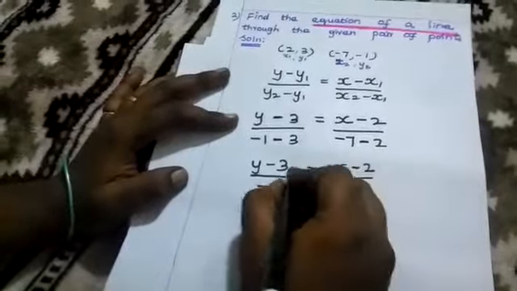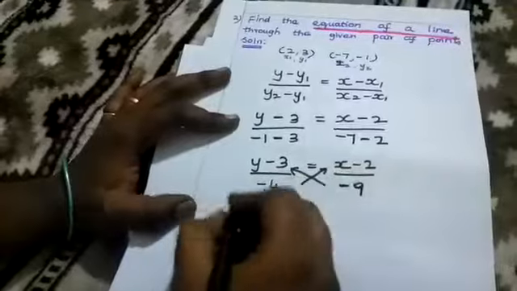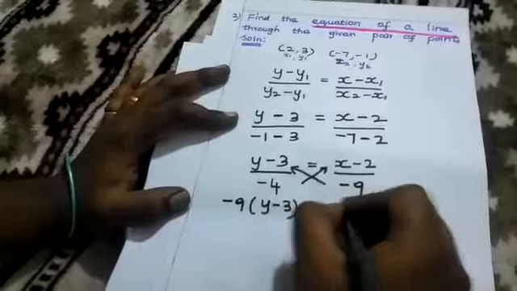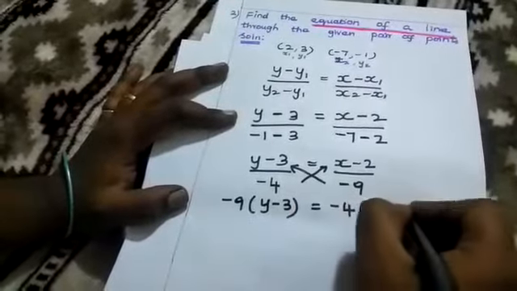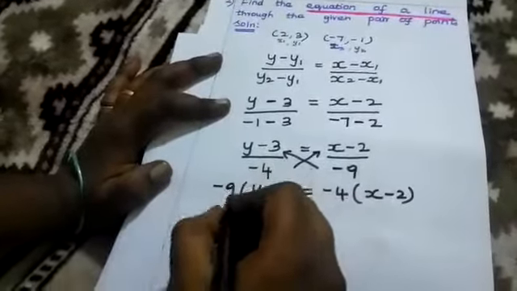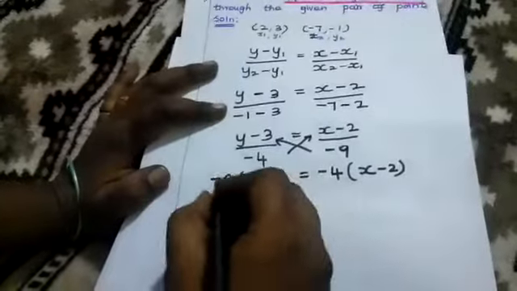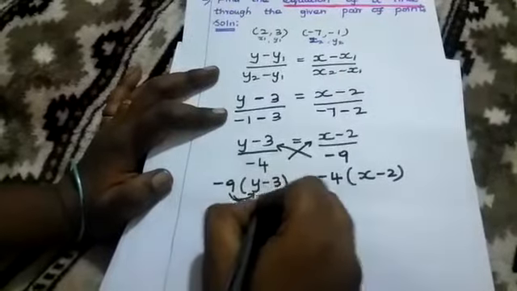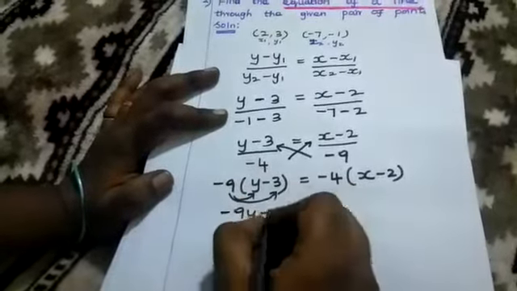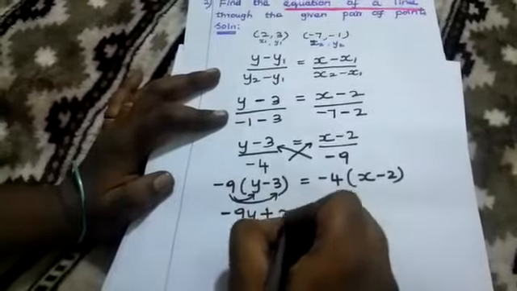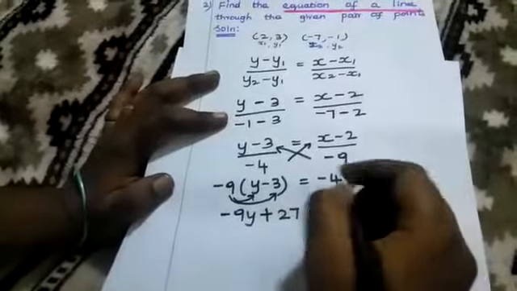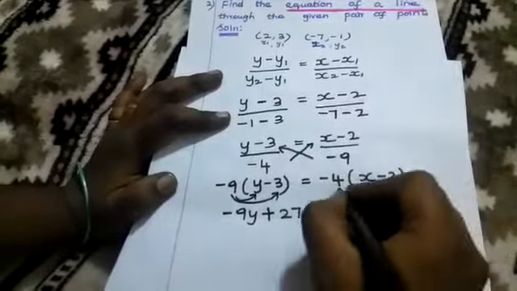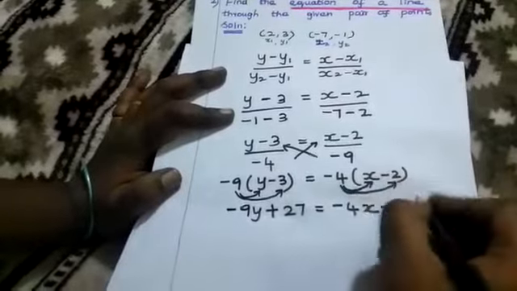Now I need to cross multiply both to that side. That is minus 9 into y minus 3 is equal to minus 4 into x minus 2. Now I need to take this 9 inside. So minus 9 into y is minus 9y. Minus 9 into minus 3 is, minus into minus will become plus, 9 3s are 27, and 4 into x is 4x. So minus 4x. Now minus into minus will become plus. So 4 2s are 8.